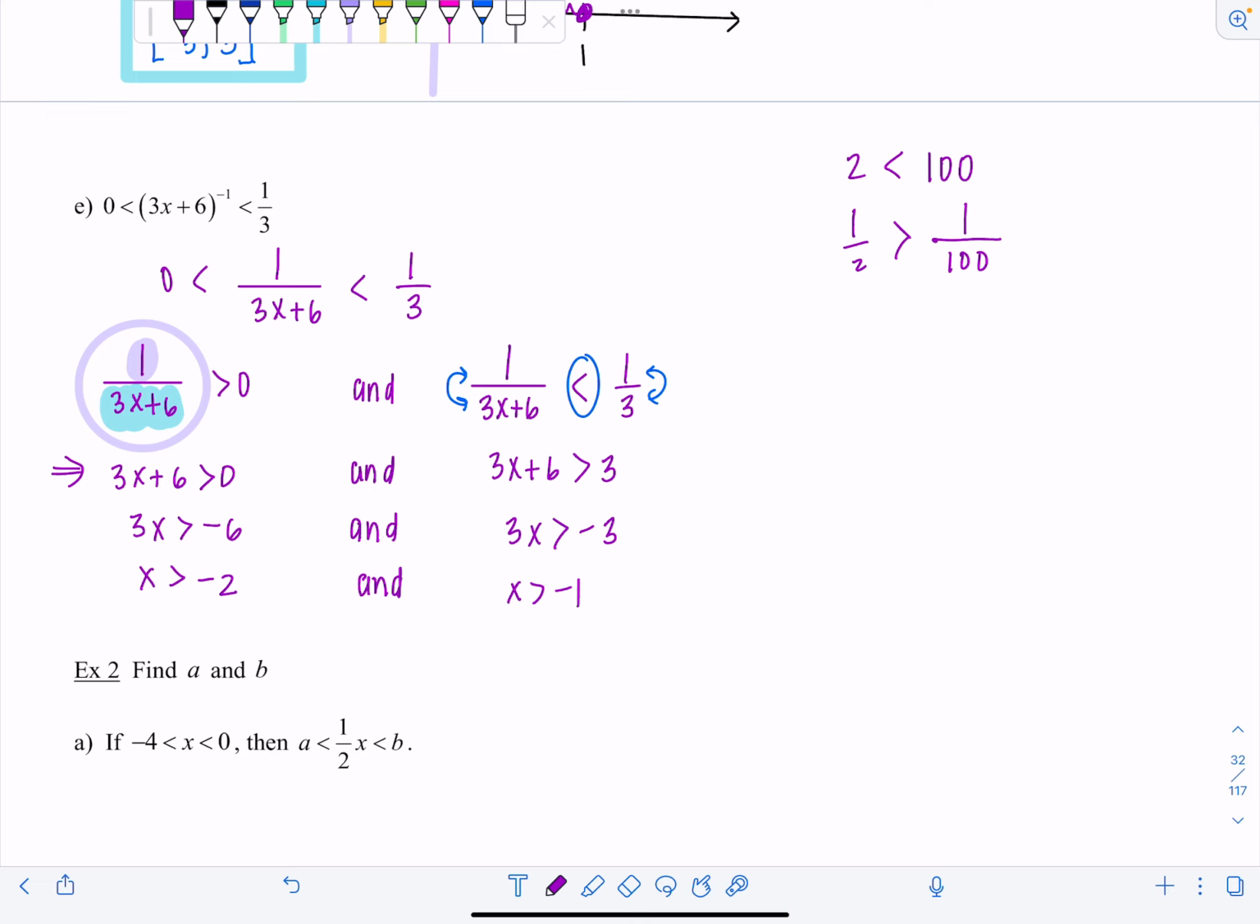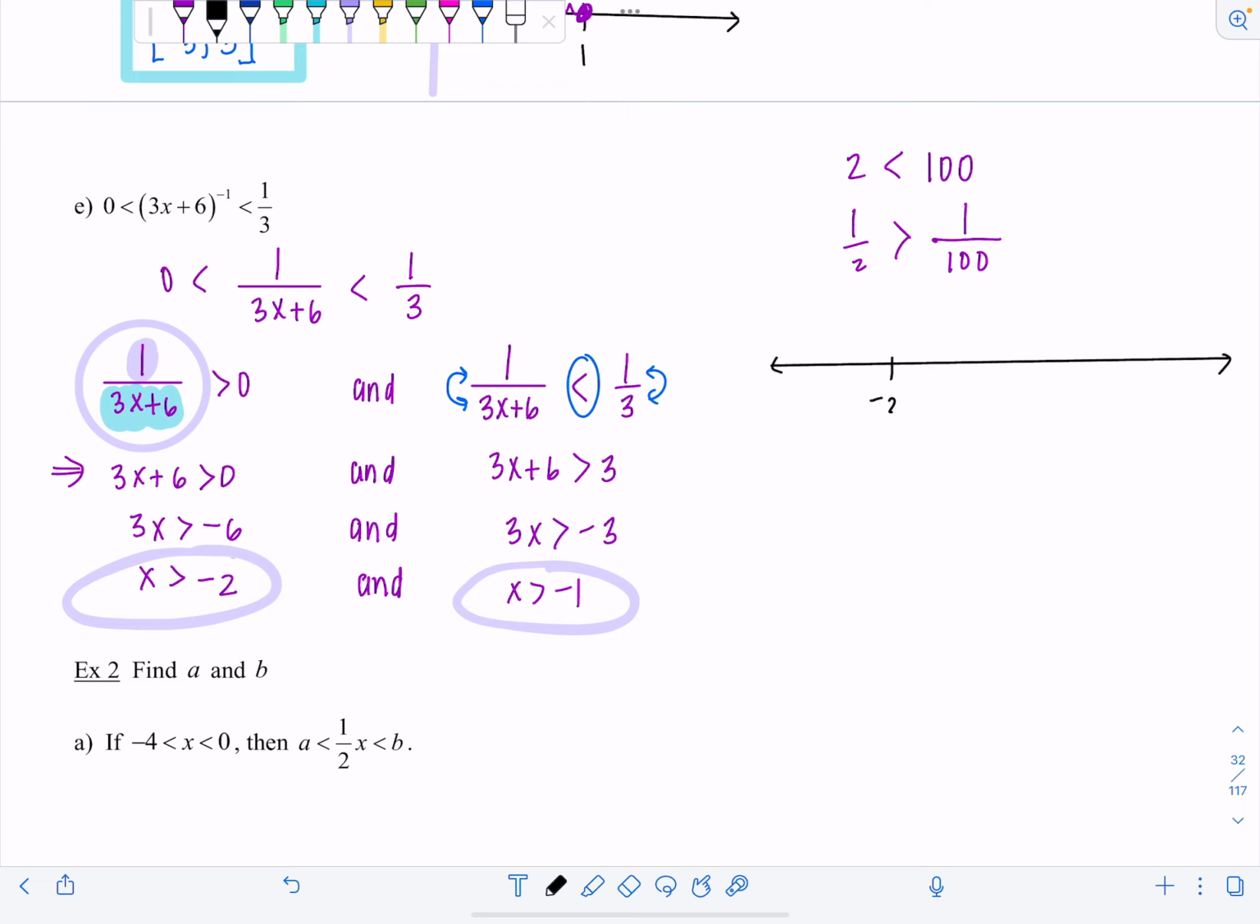So we've got two statements here that need to simultaneously be true. X is greater than -2 and x is greater than -1. This is tricky to understand without graphing. So here's our number line. Here's -2. Here's -1. X greater than -2 means you would have an open circle and shade this way. And so at the same time, x needs to be greater than -1. So you would have an open circle here and shade to the right.